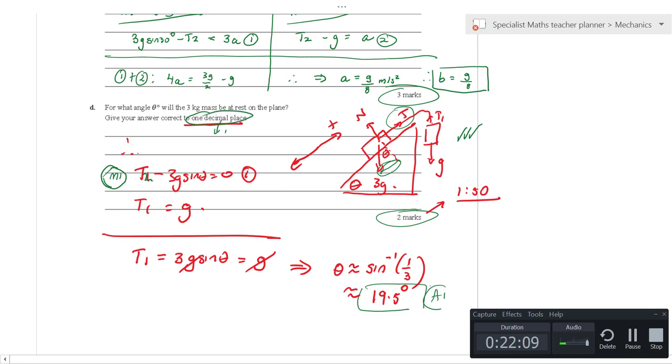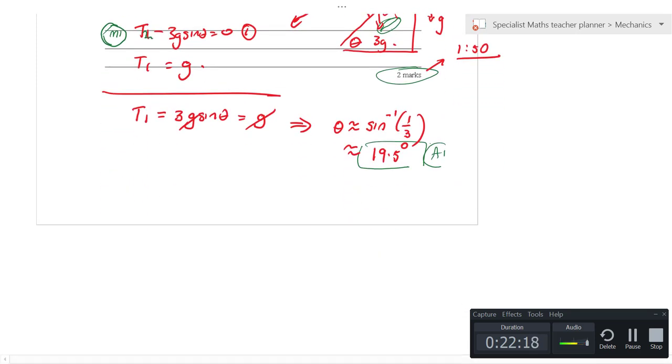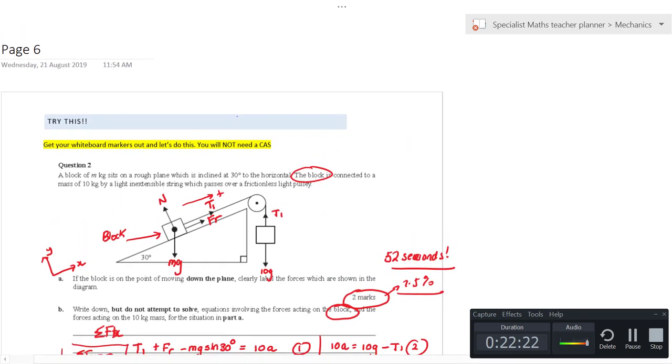If you go ahead and do 19.52 or something like that, you lose your answer mark, which is just crazy, isn't it? It's unfair, but that's just the nature of VCE, unfortunately.